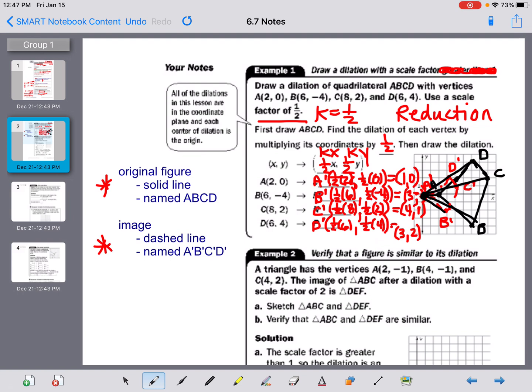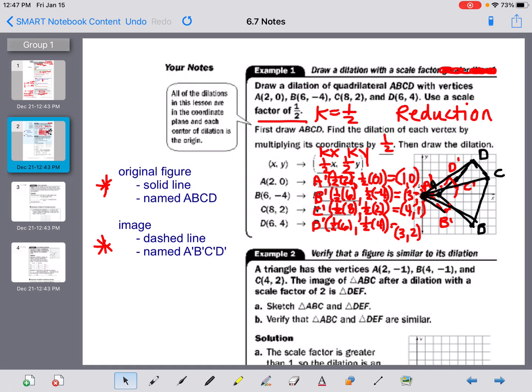So that's the visualization I want you to have in your brain, instead of thinking that when I dilate something, it just gets smaller inside itself. It doesn't always get smaller inside itself. It could, depending on where the figure started from. But in reality, what it does is pull the figure closer to the center of dilation.